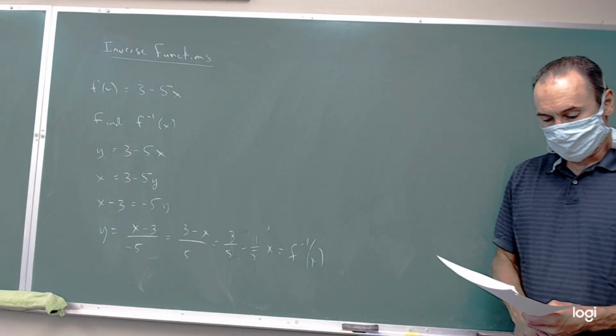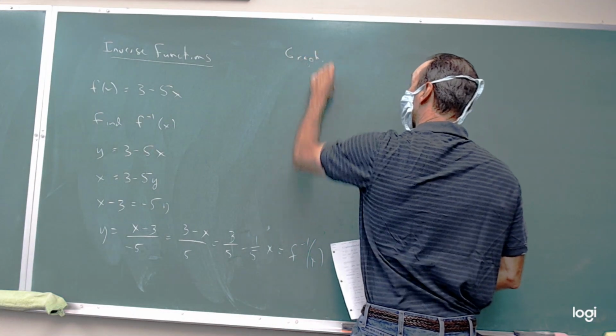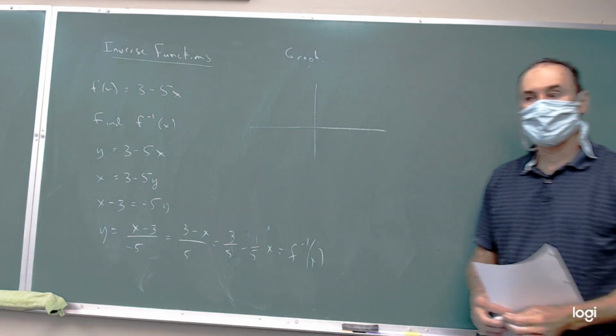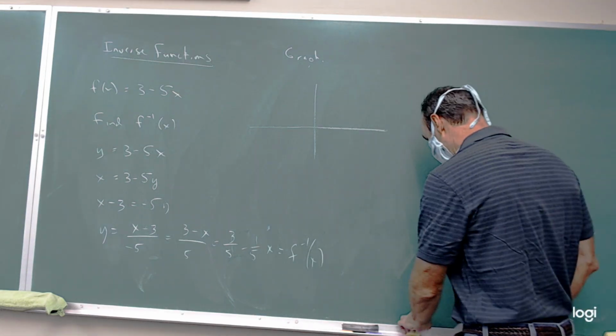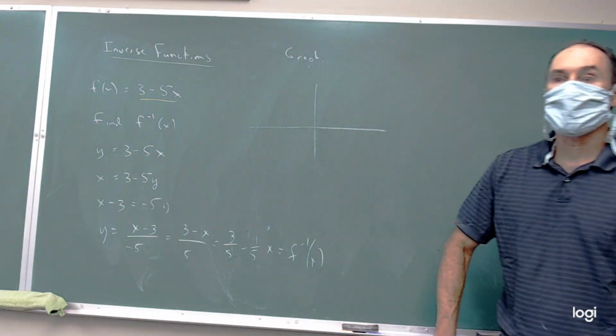Okay, so there's our inverse. Now we'll talk about the graph because this has significance with inverses. So I'm going to actually graph both the original and the inverse. I'm going to graph the original, I think I'll do it in yellow here. So here's going to be our f of x.